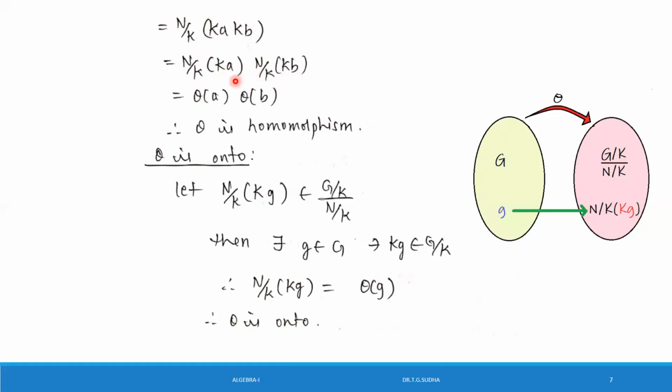Now by the definition of theta, this will be equal to theta of A and this is theta of B. Therefore, theta of AB is equal to theta A into theta B. Therefore, theta is a homomorphism. Now let us prove that theta is onto.